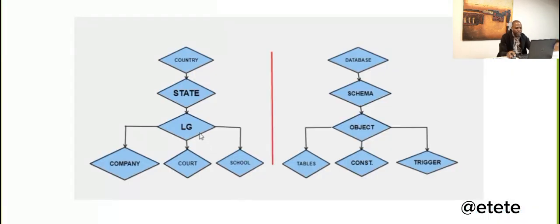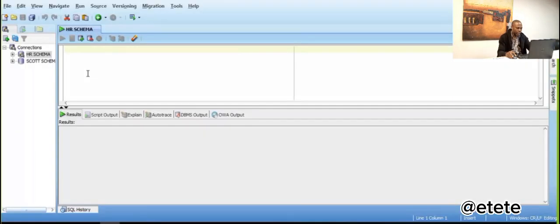Like we have the local government in the state, so also we have objects in the schema. Examples of these objects are tables, constraints. We are going to look at them. Triggers. Now, what does a table do? The table is referred to as an entity. Now, in this table, we have rows and columns, which you see in your Excel, for example. The HR schema, you can see this HR schema.